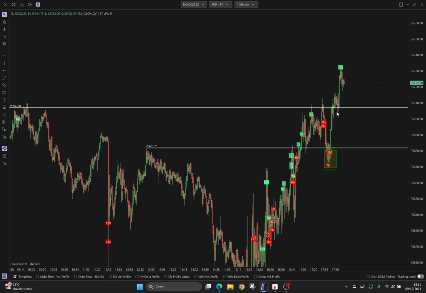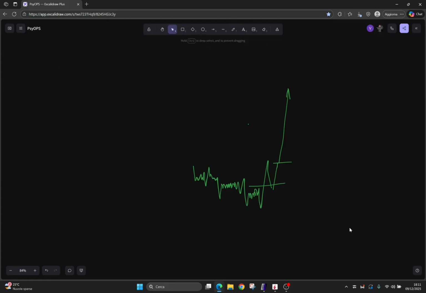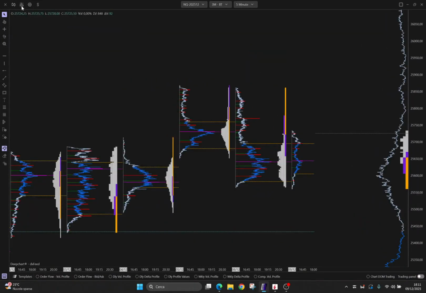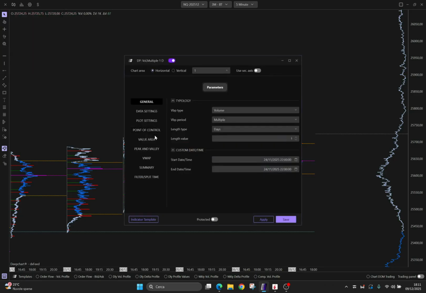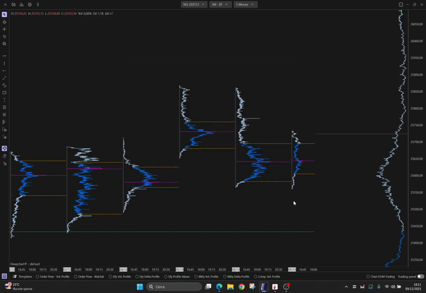Amazing. Let's go. So let's start from the framing of the bias, because today was a little bit difficult, and I show you here. Let's remove the TPO, we can keep the composite, and I just want to remove Pecan Valley, so it's more clean. Okay, perfect. So this is the previous situation for the Nasdaq.